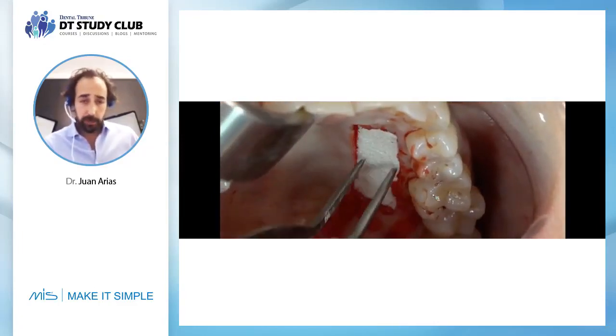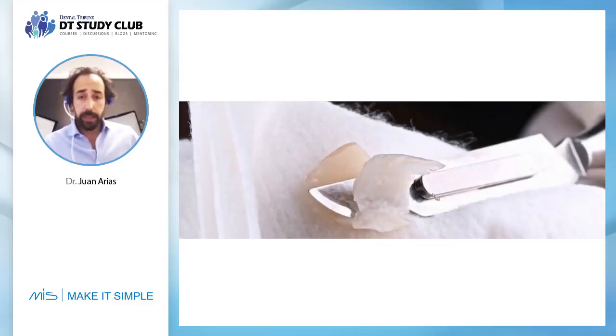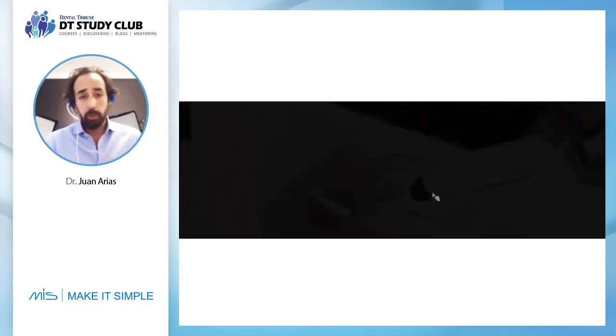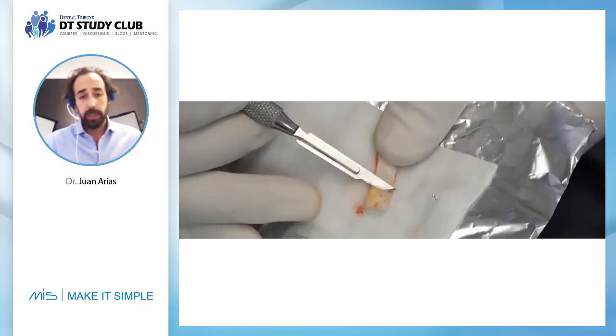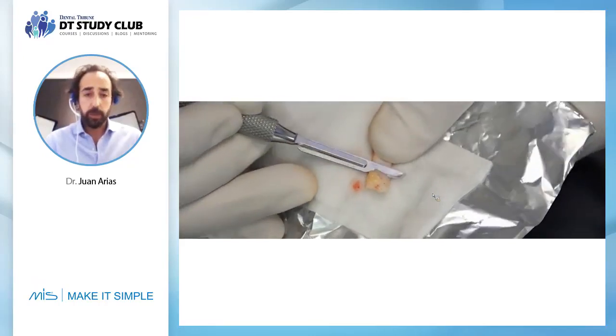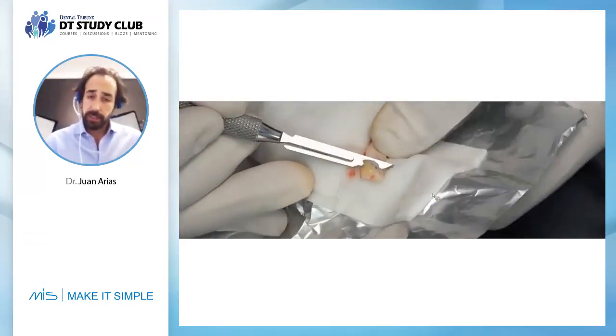And we place a sponge so the healing will be a lot better. Once we've got the free gingival graft, all we have to do is take away all the epithelium on that side and prepare the connective graft so it will adapt perfectly to the tunnel we prepared before. So we do just the same. You see the adipose that we obtained at the beginning; we just cut it out.